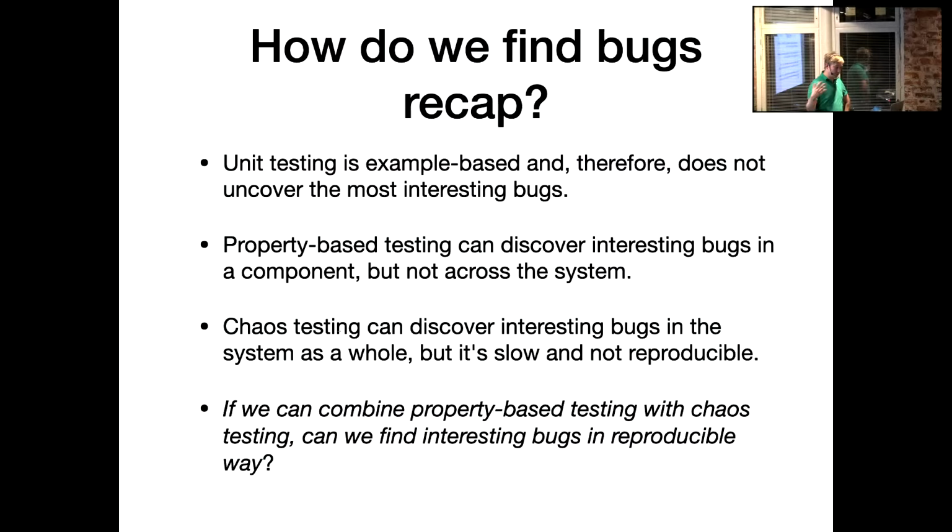Chaos testing can find these interesting bugs which we wanted to find, but it's slow and not really reproducible. So what if we could combine property-based testing with chaos testing to find interesting bugs in a reproducible way?